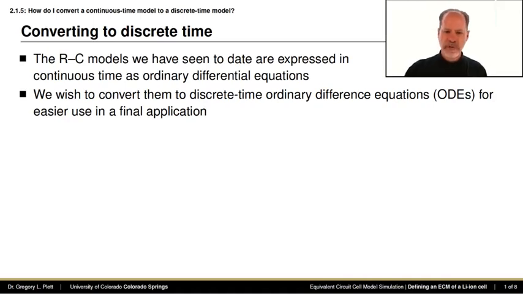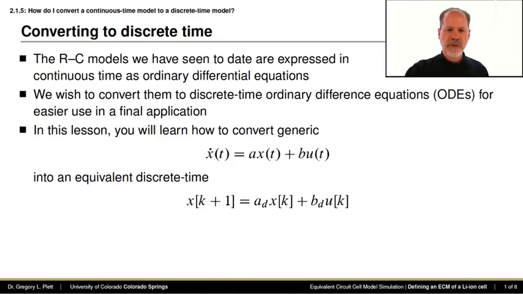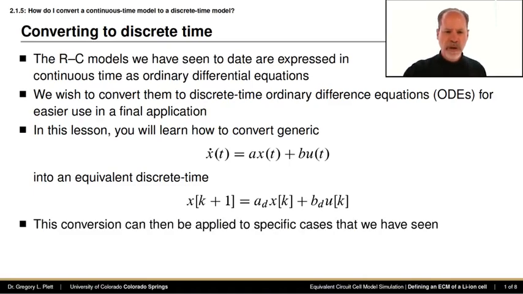management system algorithms. So, in this lesson, you will learn how to convert a generic first-order linear ordinary differential equation of the form x dot equals a times x plus b times u into an equivalent discrete time form that looks like future x equals a constant times present x plus a constant times present value of u. This conversion process can then be applied to specific cases that we have seen already, and one additional case that you will learn about later on in this week.